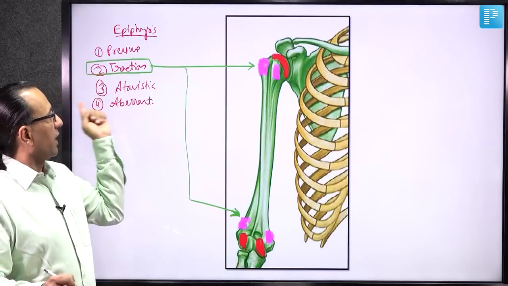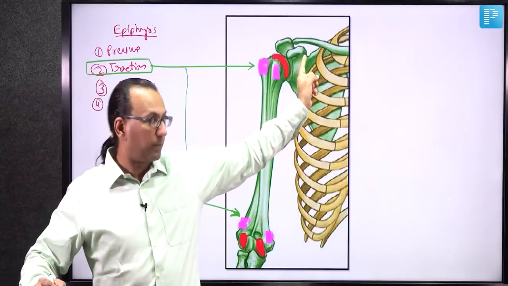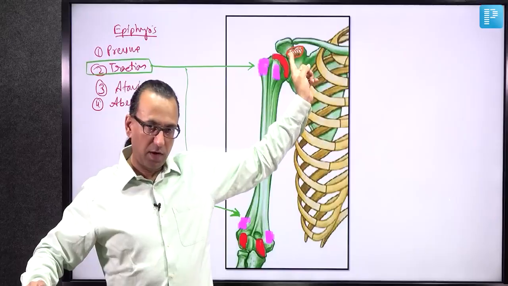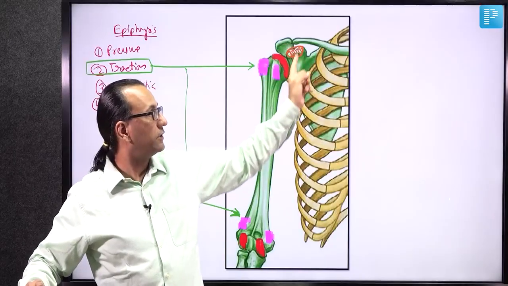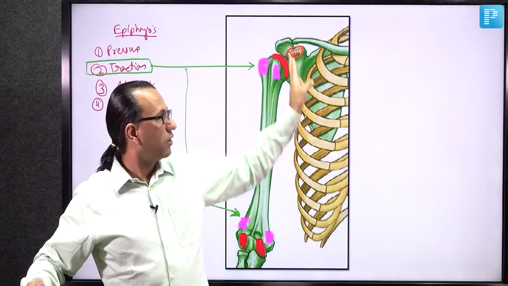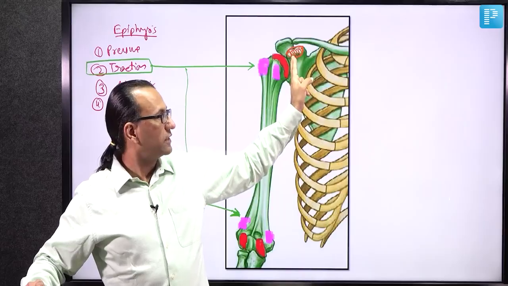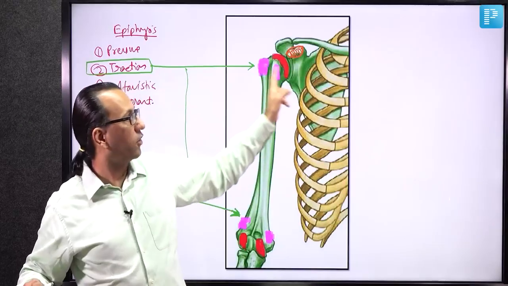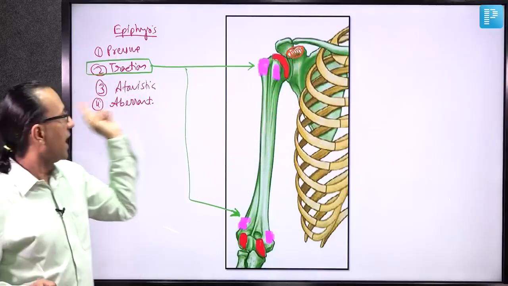When it comes to atavistic epiphyses, the coracoid process of scapula is considered as the atavistic epiphysis. It is actually a small bone in the lower animals, and it is fused with the scapula main bone in the humans. So a bone which is a separate bone in the lower animals, but in humans has fused with the main bone, like the coracoid process, is called atavistic epiphysis.